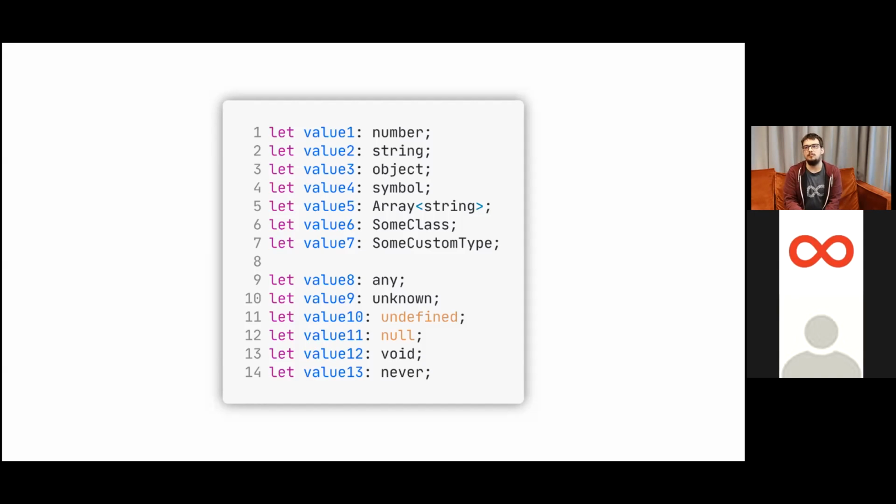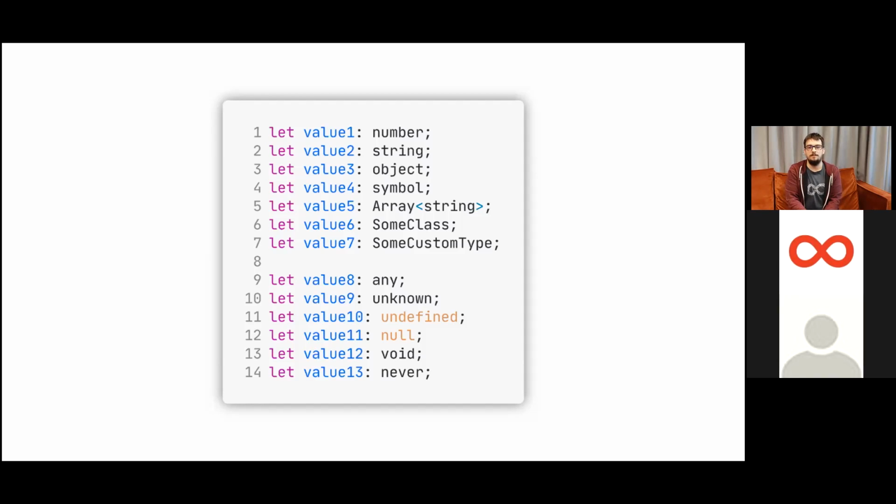Unknown is when you don't know the type ahead of time, or you are just not interested in the type at all. Undefined and null: when you return undefined or return null, it will be that type. Void is when you don't return anything. For example, if your function just has an empty return statement, then the return type of that function will be void.